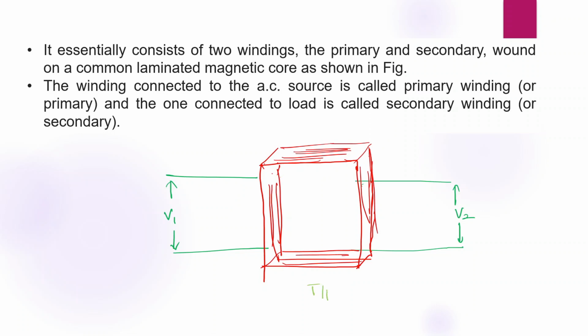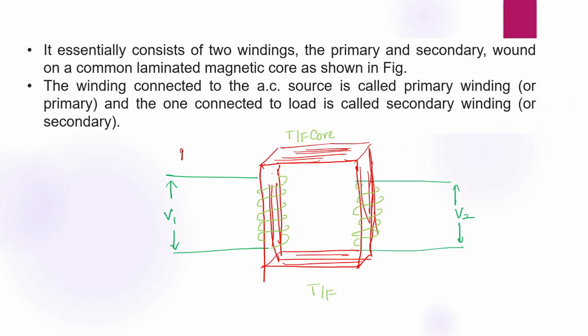Let us say this is a transformer. Here the winding will be having two windings. This is a winding. Here this is the second winding. So this is a transformer. This is called core material, transformer core. And here the first winding is called primary winding.